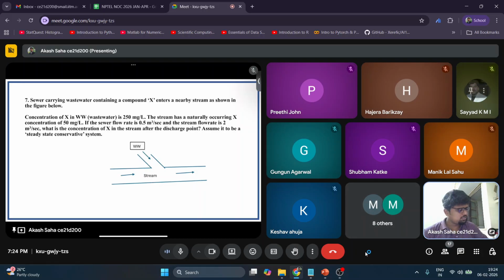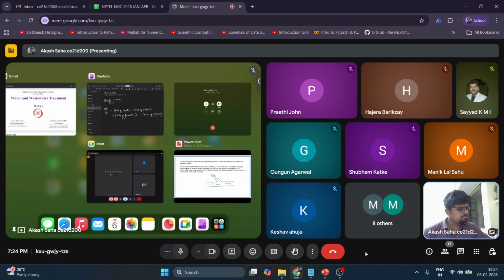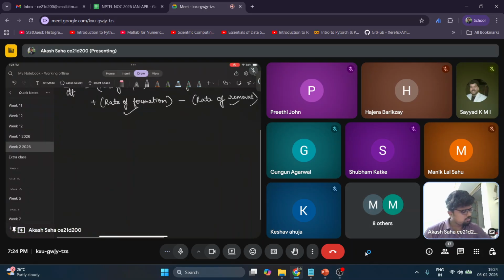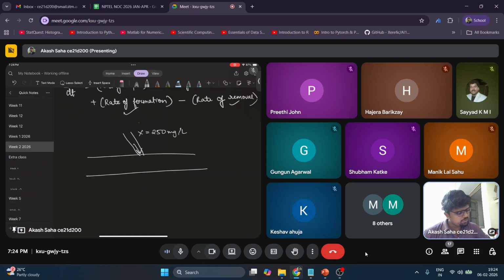Okay, coming to the answer. So let's discuss this. So we have a stream that is flowing. Okay. And at a certain point there is a wastewater that is being mixed. Now the concentration of that X compound in the wastewater is around 250 milligram per liter, which is coming with a discharge of QW, as it is given as 0.5 meter cube per second.